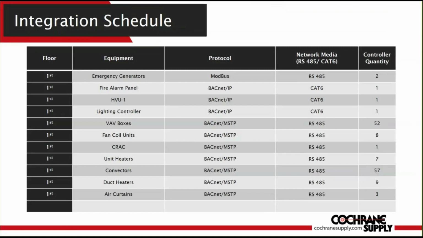Okay. Now the VAV boxes, fan coil units, the crack unit heaters, convectors, duct heaters, air curtains, all of those are BACnet MSTP with RS-485. So you're going to do your sub networks, right, with your 485, but you also know that you're going to need a gateway device, right? A gateway device to connect to your network. So you're going to have to get all those copper connections, which are the RS-485 cable, to an Ethernet connection, right? And you do that through a gateway, right? Through a JACE.